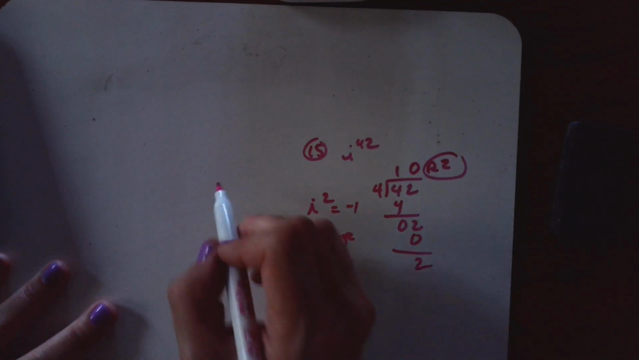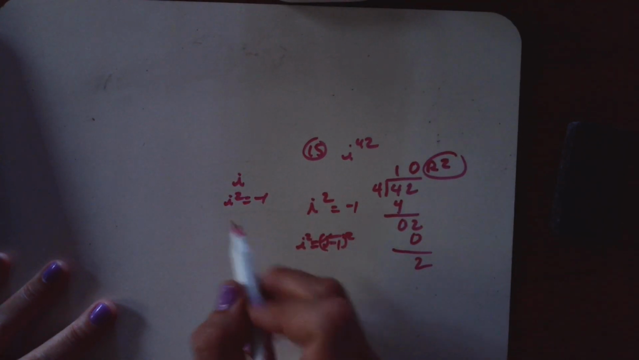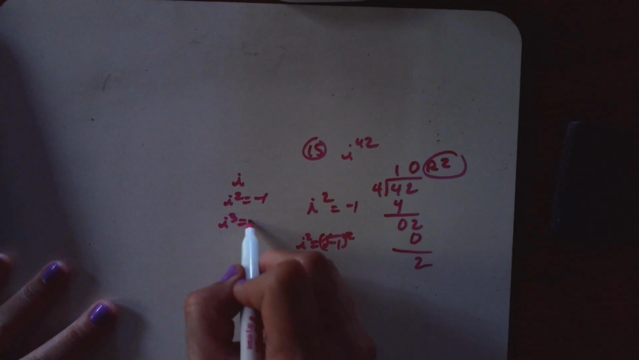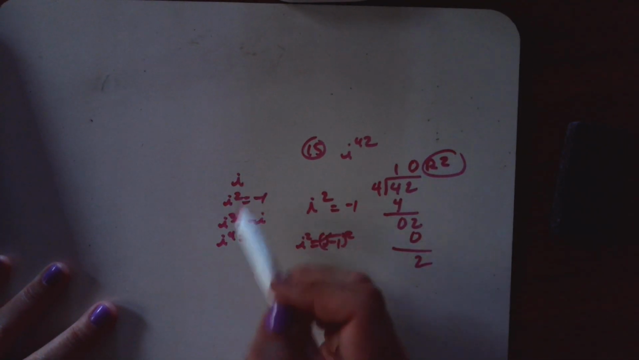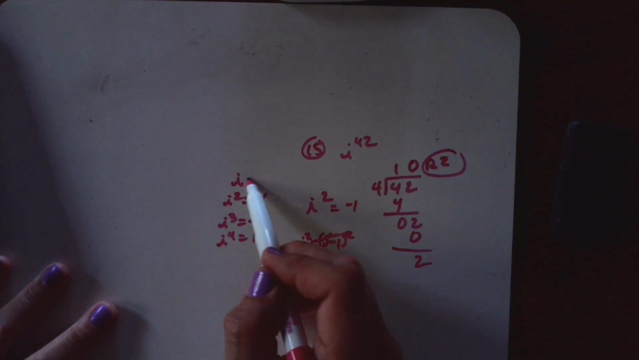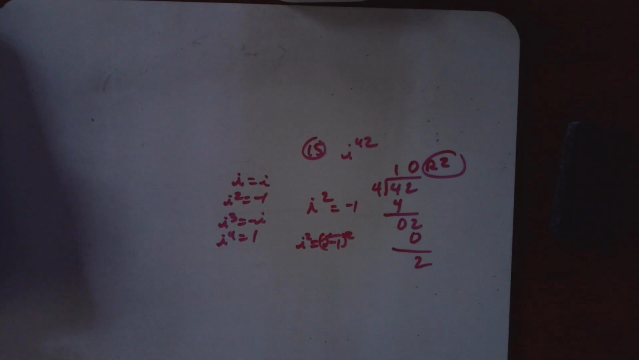All right, so there's 4 things to know. i is i, i squared is -1, i to the 3rd is -i, and i to the 4th is 1. So based on your remainder, 1, 2, 3, 4, is basically these 4 answers. Okay. All right, 16.